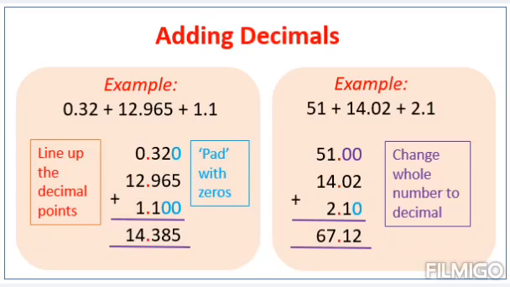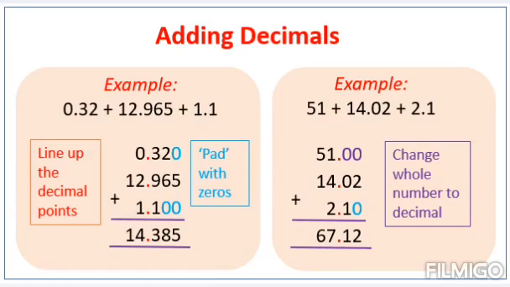After arrangement of 0.320, 12.965 and 1.100, we will add as whole numbers. And at last put the decimal point in the answer exactly below the other decimal points. So the answer is 14.385.